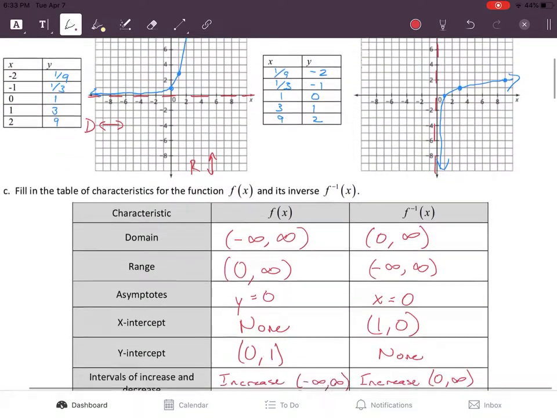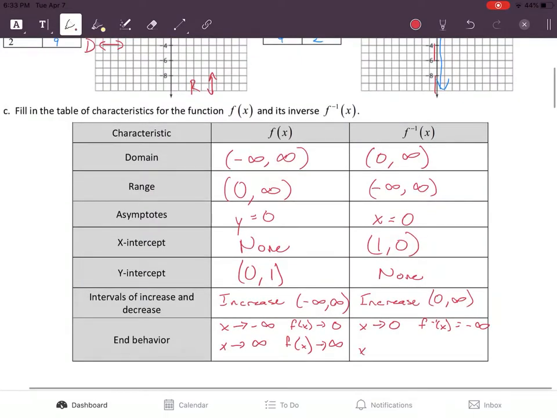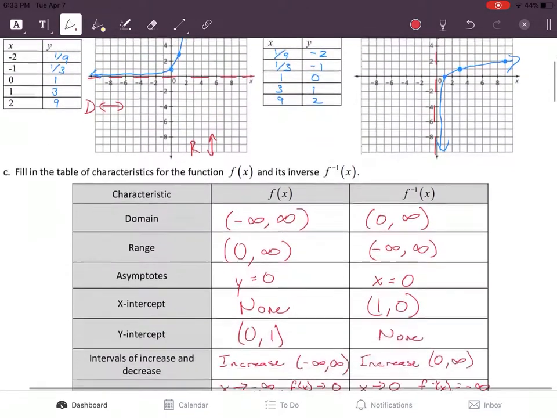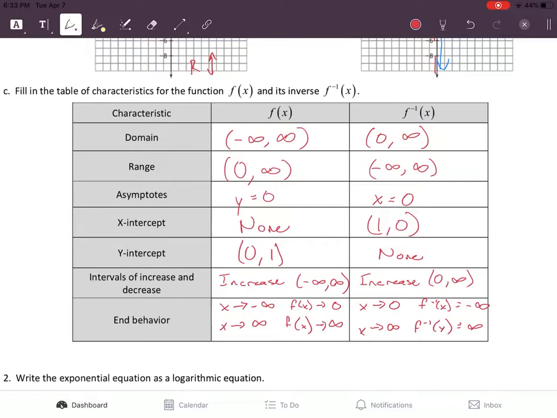And as the graph goes to the right, so as x approaches positive infinity, what is the inverse function going to do? It's going to go up towards positive infinity. And that is the characteristics of each of these functions.